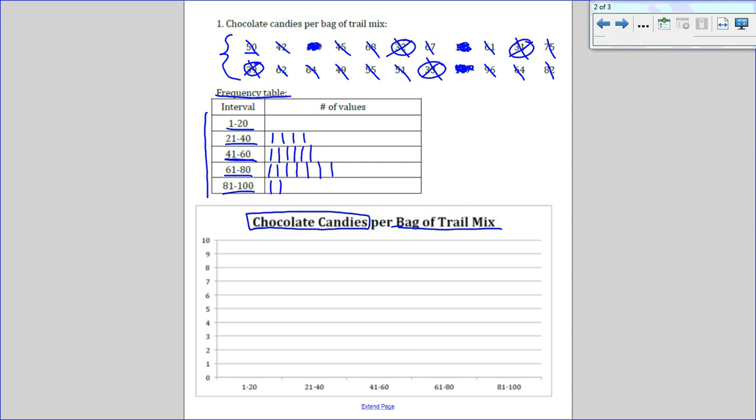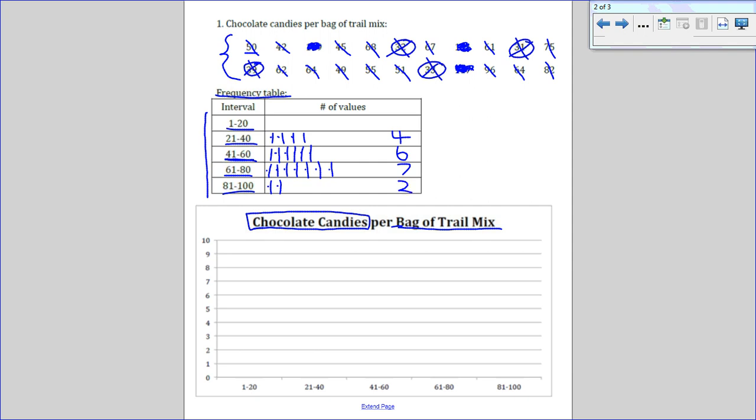Now let's total them up. So we have 1, 2, 3, 4 right here. Okay, we have 1, 2, 3, 4, 5, 6. So 6 all in the bracket from 41 to 60. We have 1, 2, 3, 4, 5, 6, 7 in the bracket from 61 through 80. And in the bracket 81 through 100, we have 1 and 2.